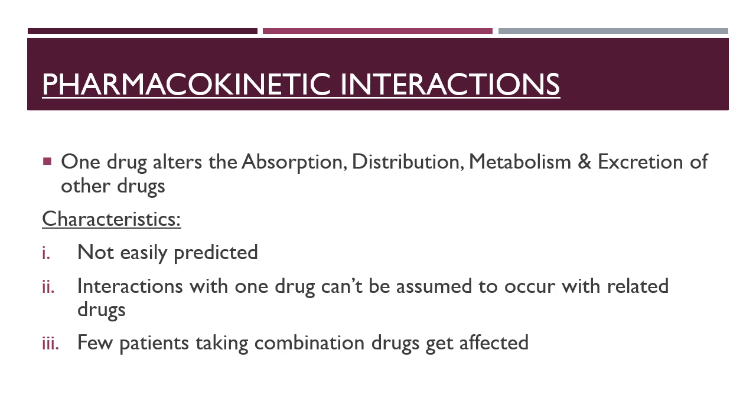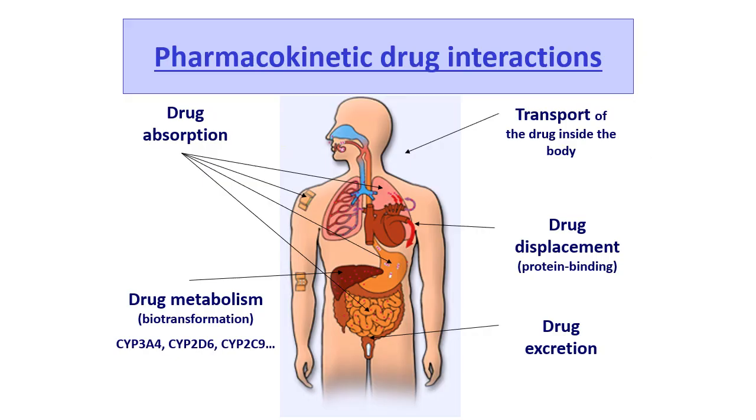So, the characteristics of this kind of interactions: these are not easily predicted. There is no prediction of whether the drug affects absorption or distribution. Interaction with one drug cannot be assumed to occur with related drugs. Another characteristic of such interaction: interaction with one drug cannot be assumed to occur with related drugs. Then few patients taking combination drugs get affected. I mean the characteristics at the various levels of pharmacokinetic interactions.